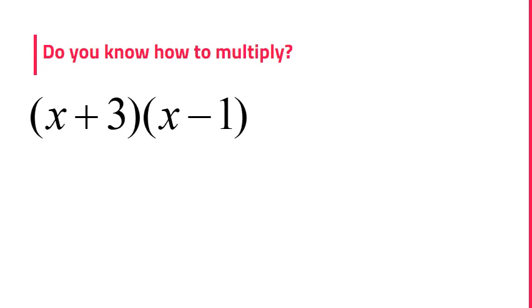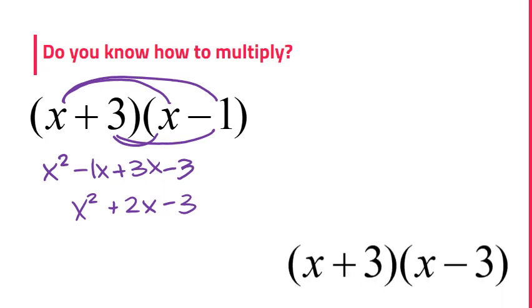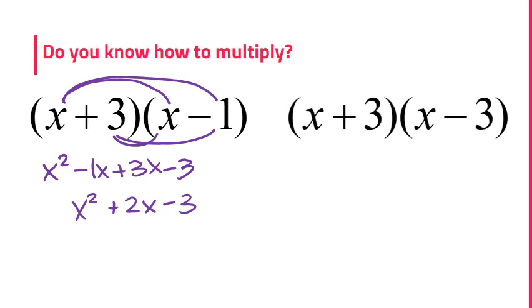All right, quick review of multiplying. I have two binomials. What's that process called when I multiply? We often use the phrase FOIL, first, outer, inner, last, or double distribution. So I've got x times x. I've got x times -1. I've got 3 times x. And I have 3 times -1. Then we combine our like terms, and we have our trinomial.